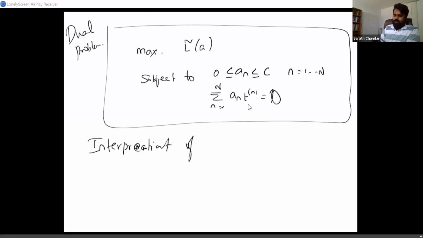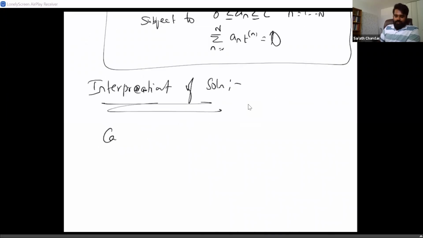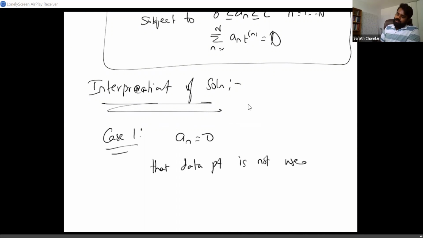Interpretation of solution. Okay, now the first case is when a of n is equal to 0. When a of n is equal to 0, we have already seen that that data point is not going to be used. It's thrown out, right? So that data point is not used for prediction.